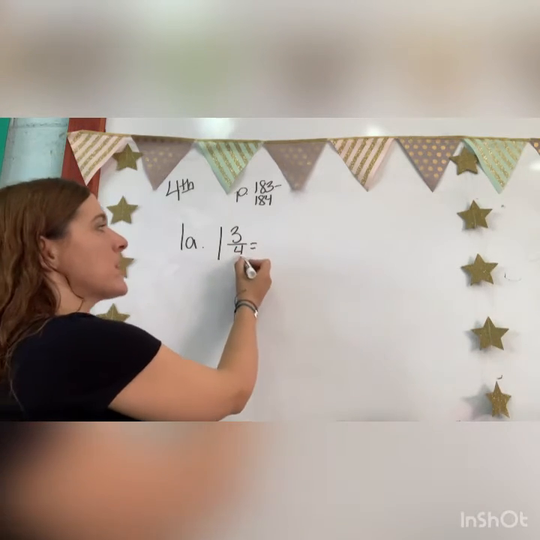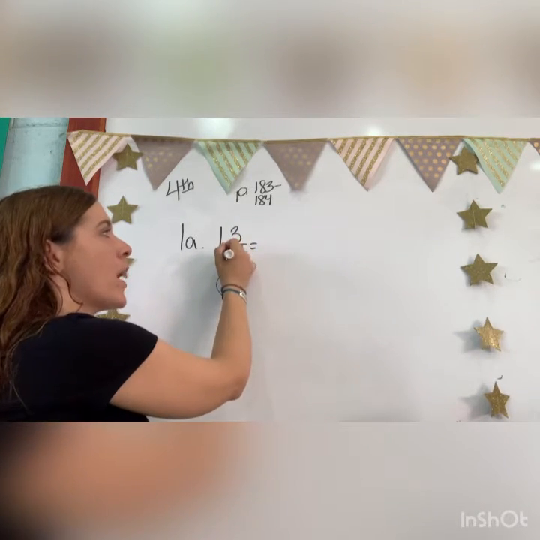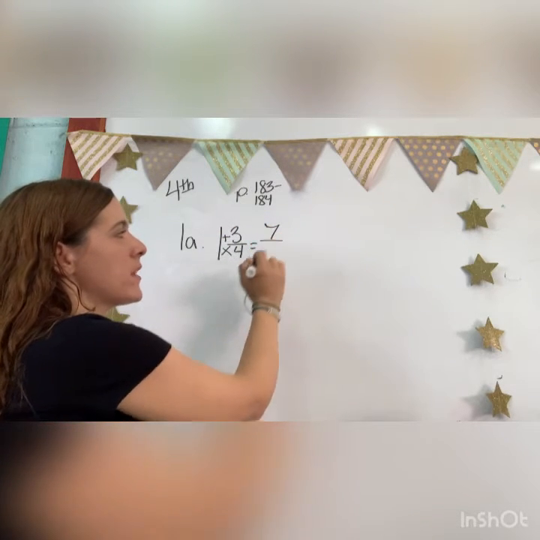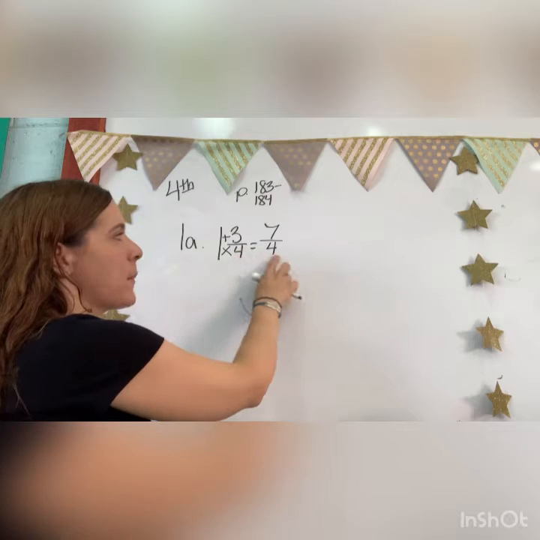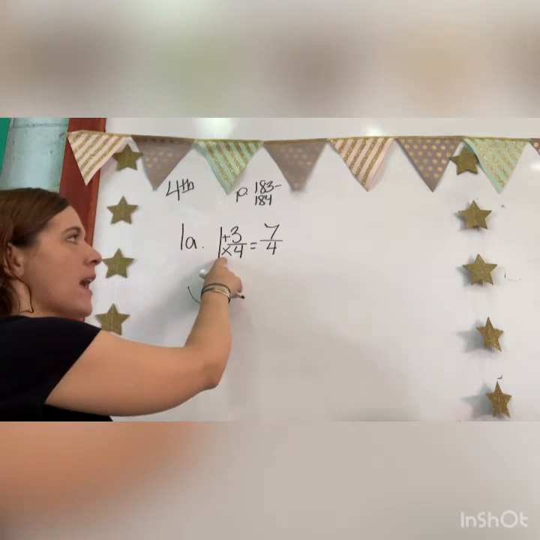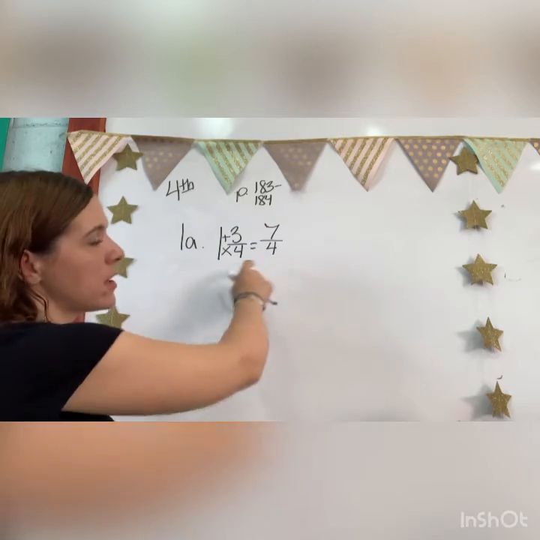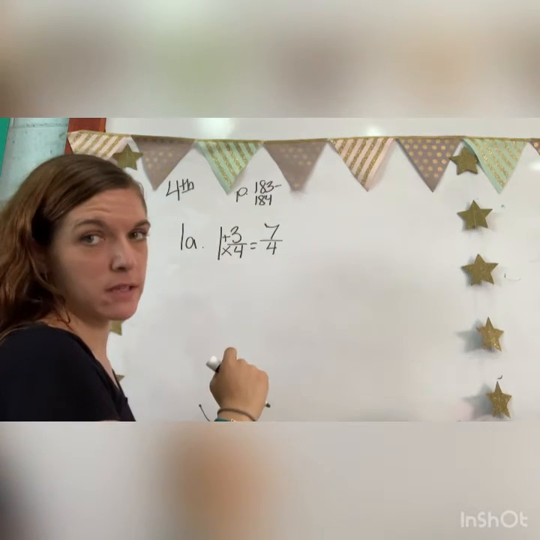Remember what you do. You start with the denominator. 4 times 1 is 4 plus 3 is 7. And what's on the denominator? 4, because the denominator never changes. So remember, 4 times 1 is 4 plus 3 is 7. 7 over 4 is your answer because the denominator never changes, okay?